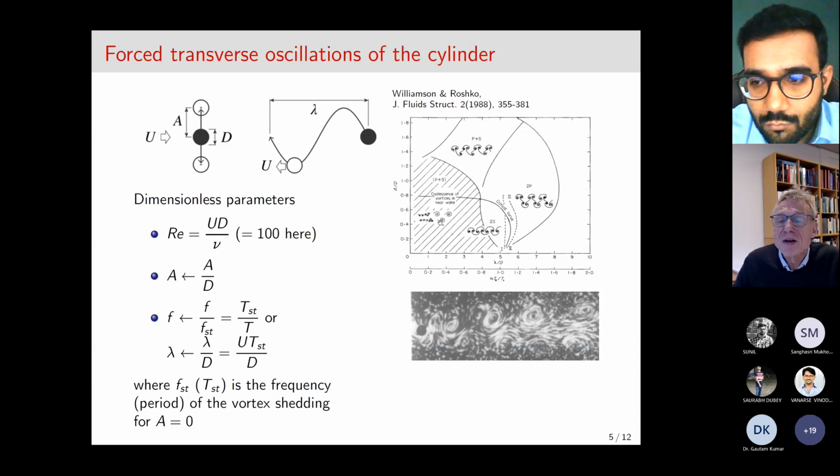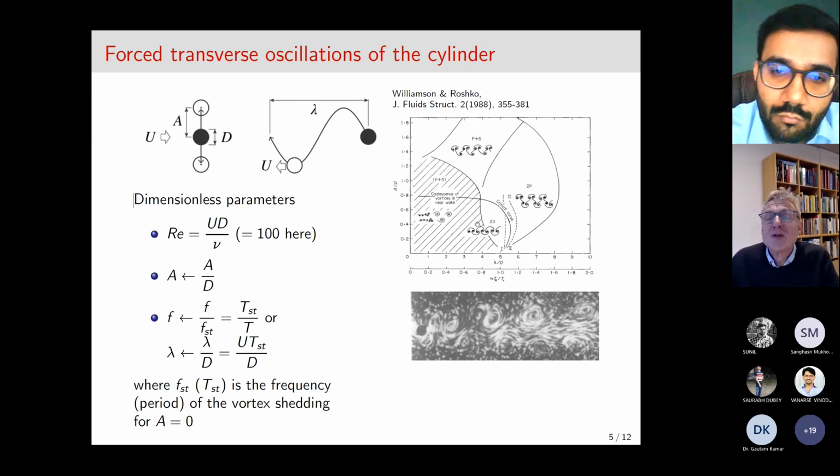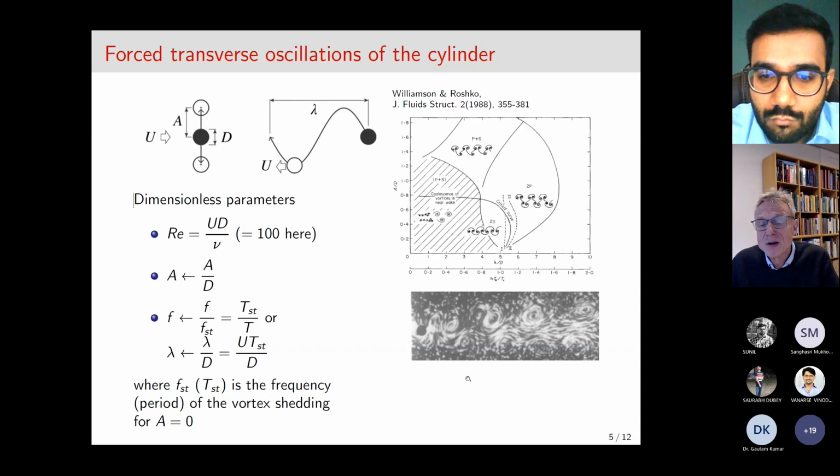And you see here various configurations with 2P and P plus S wakes and 2S wakes in this diagram, and also things that are a bit difficult to see because there are regions where the flow is not periodic, so you don't have exact synchronization. And here's an experimental picture from that paper.